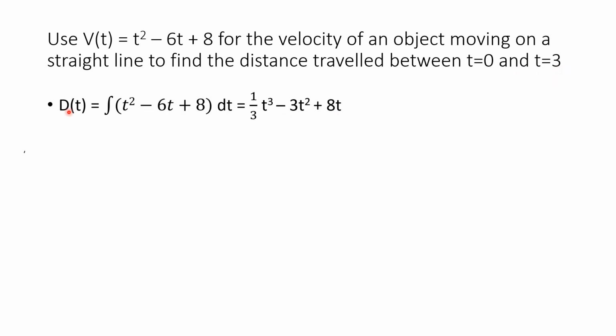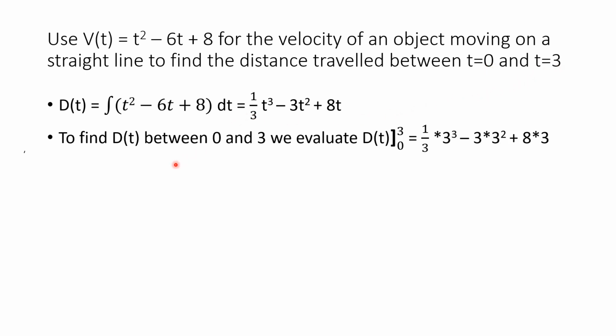We can do that by just taking the distance. The distance is the integration of the velocity. So the integration of the velocity is going to be the integration of t squared minus 6t plus 8 dt. And that equals, term by term, 1 over 3 t cubed minus 3t squared plus 8t. Of course, we don't want to add a constant because we have the limits of integration 0 and 3. So we'll just go ahead and do the plugging.